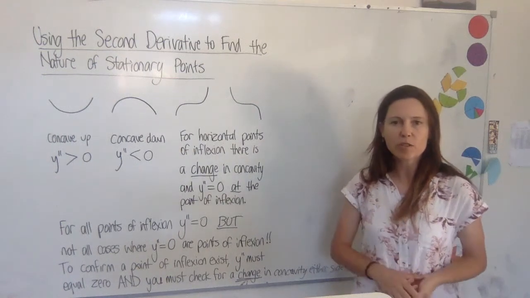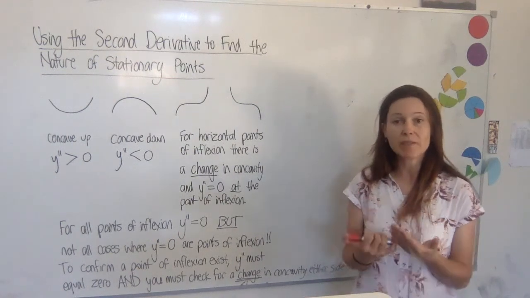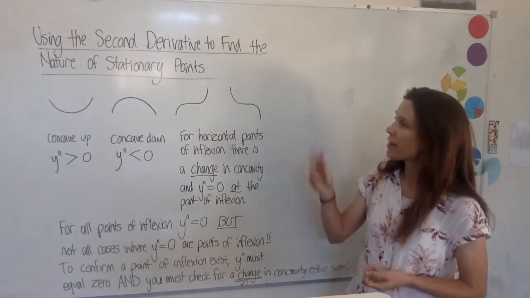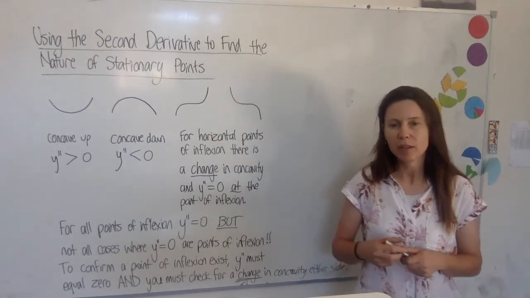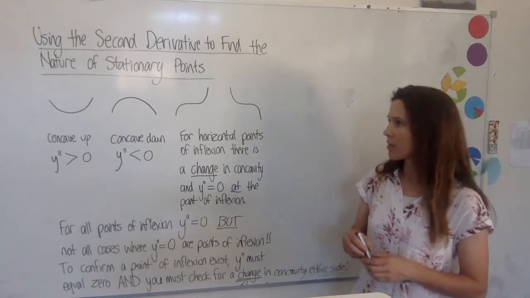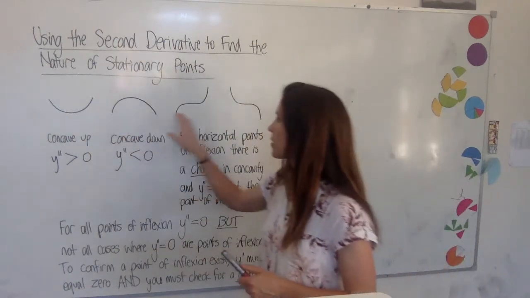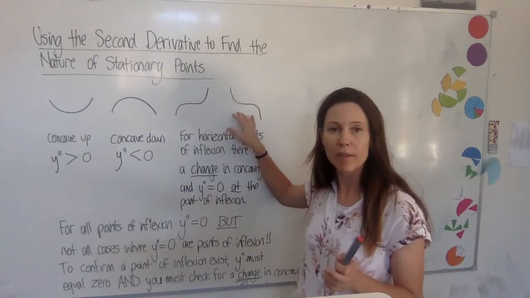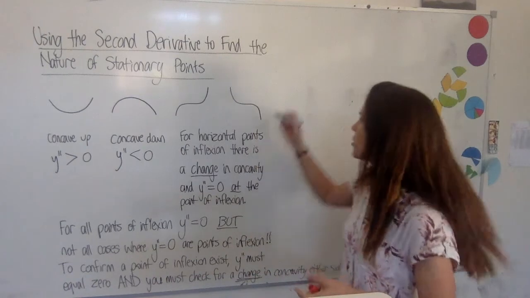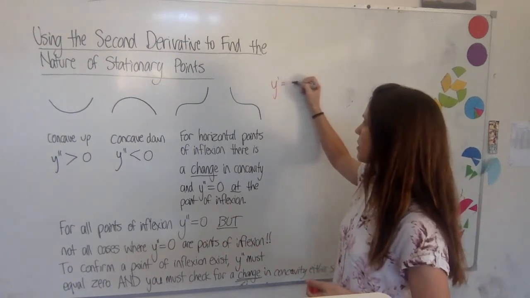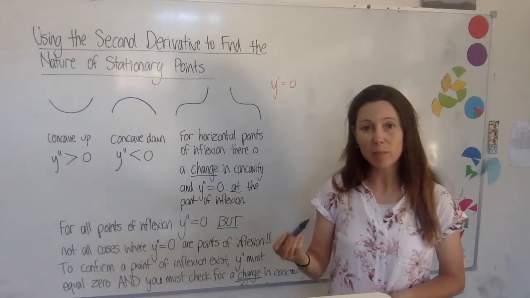So then we can actually use the second derivative, or the concavity of a curve, to find the nature of our stationary points. Now, we already saw a few exercises ago that there's 4 different forms that a stationary point could have. Now, remember, a stationary point is just a place where the first derivative is equal to 0. In other words, it's a flat spot on the curve.